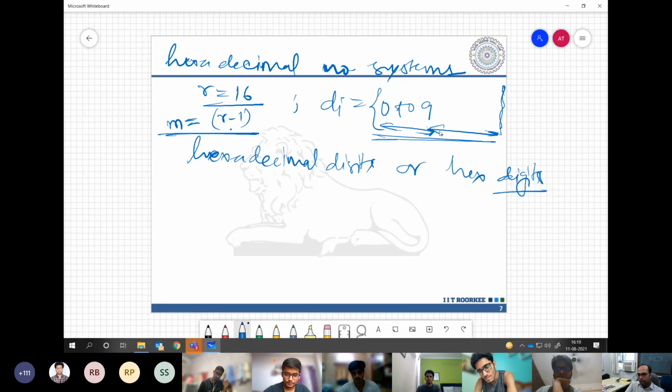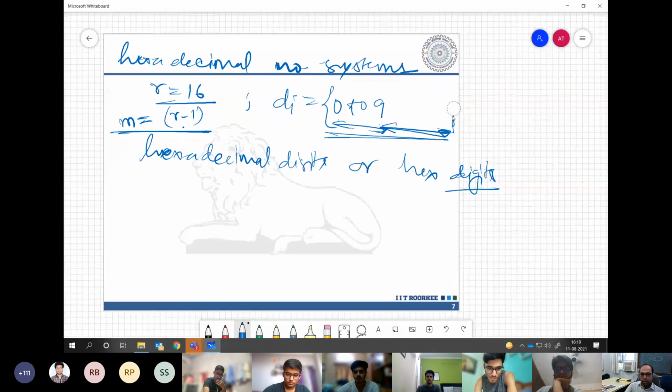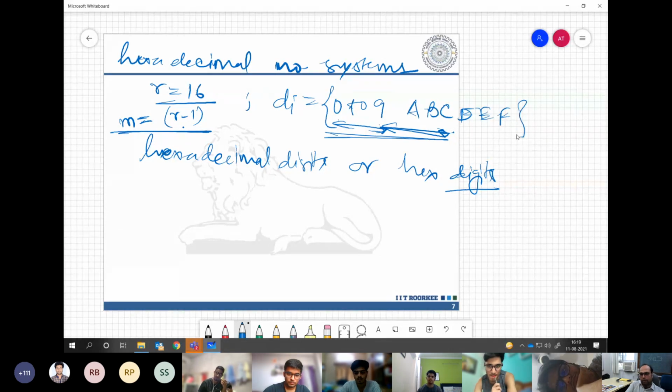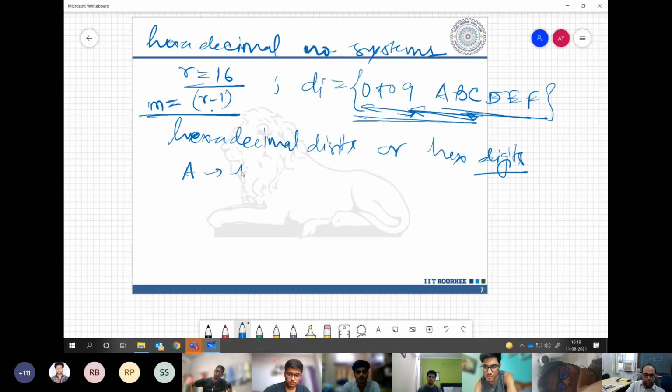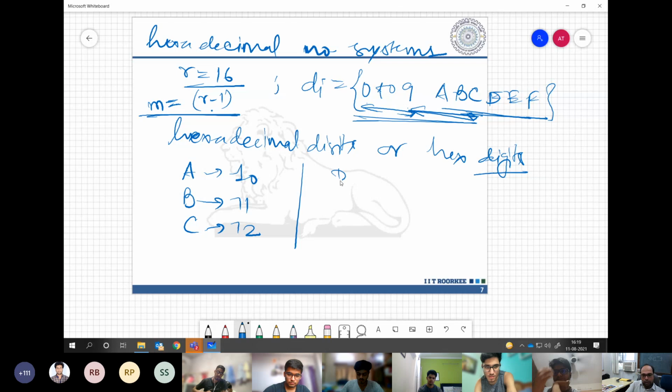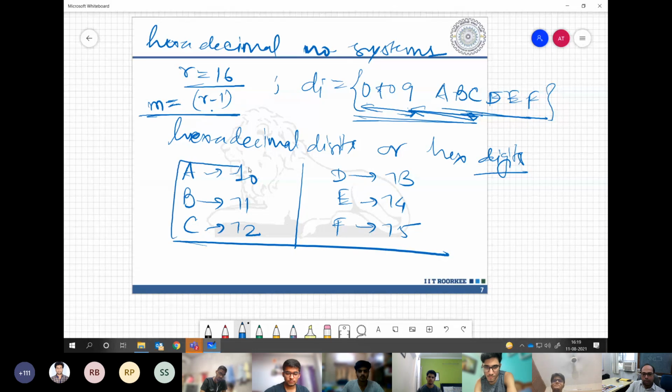Now what about the rest 6? So we take help of alphabets, A to F. We go by adding in sequence A, B, C, D, E, F. These 6 letters we add, and these have fixed value. When we talk about the hexadecimal number system, A represents 10, B represents 11, C represents 12, D 13, E 14, F 15. Getting my point?